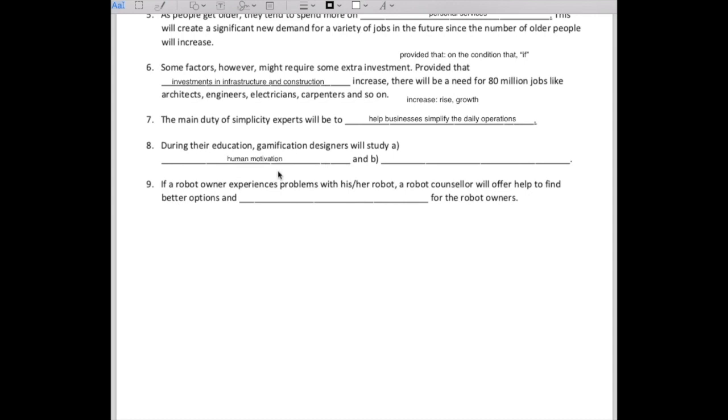So first, they will study human motivation and play behavior. Now, do they fit in the sentence? Yes, they are two noun phrases, and it works, and we know that it's correct. And we've almost reached the end. Now let's have a look.